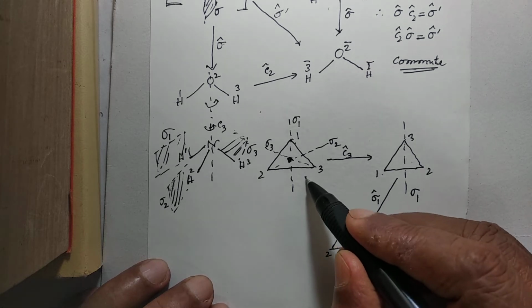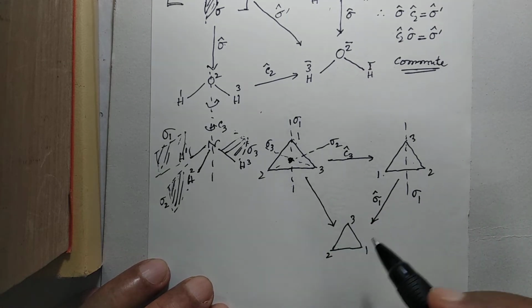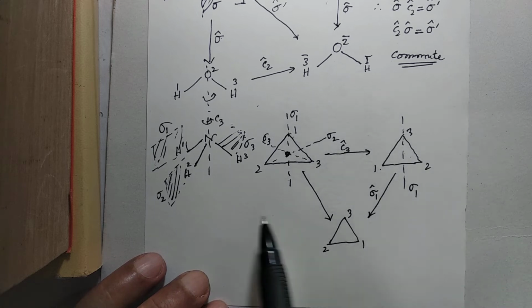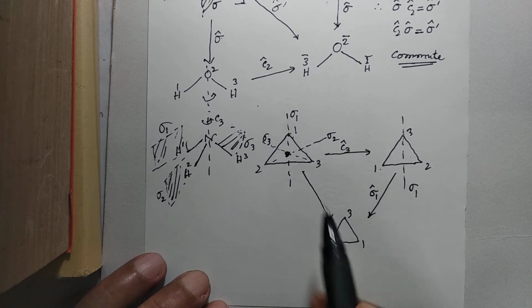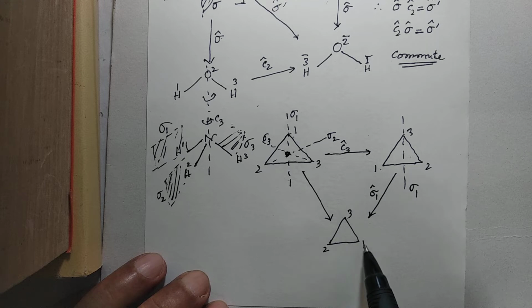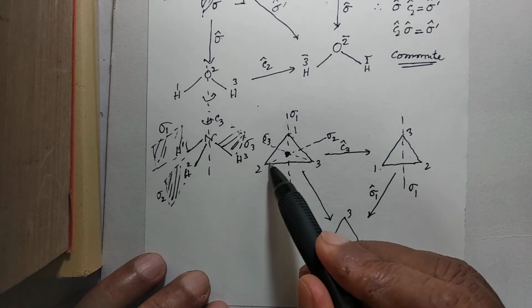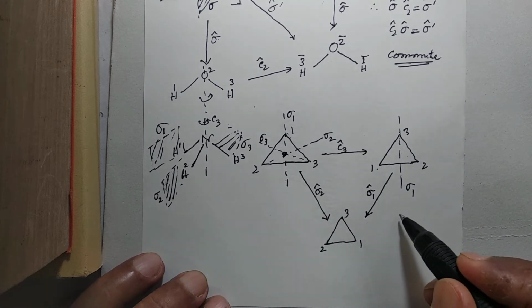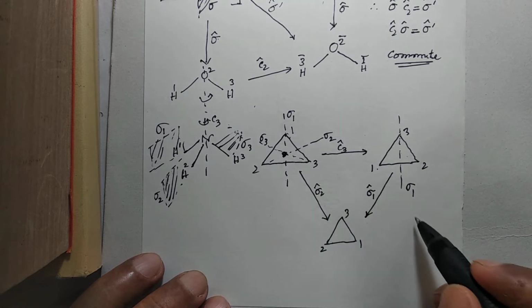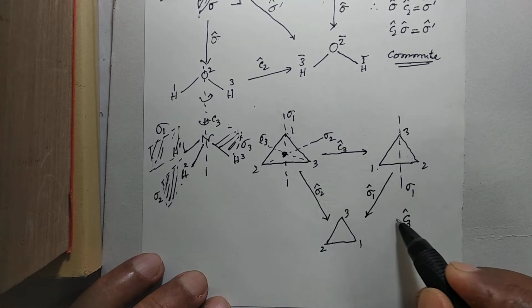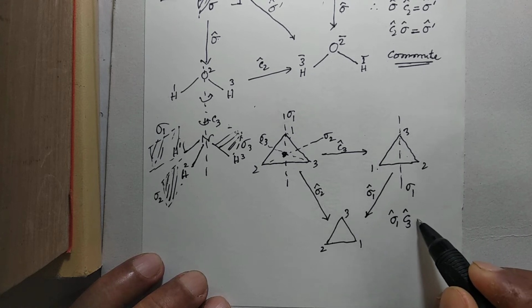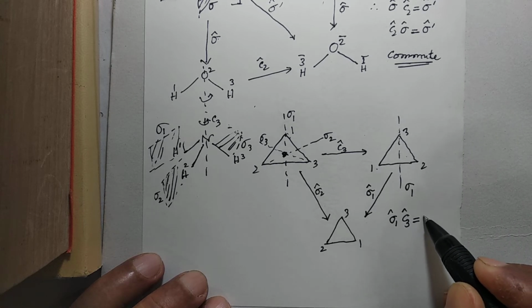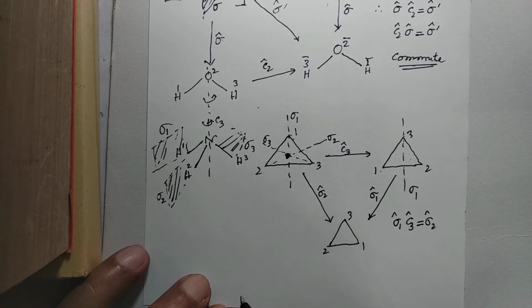And how can we come from this to this? By a single operation. 2 is in its own position. 1 and 3 have exchanged places. Therefore, this is simply a sigma 2 operation. So we can write C3 operation first, then sigma 1 is equal to sigma 2.